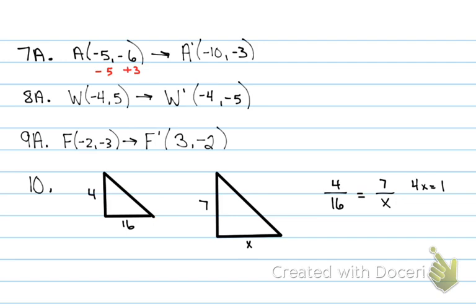Okay, so 4x equals 112. Divide, and you get 28. Does anybody notice kind of how these are relating to each other if x is 28? What do I multiply 4 by to get to 16? 4. What do I multiply 7 by to get to 28? 4. So if you see that connection, you actually didn't have to do any of that work.